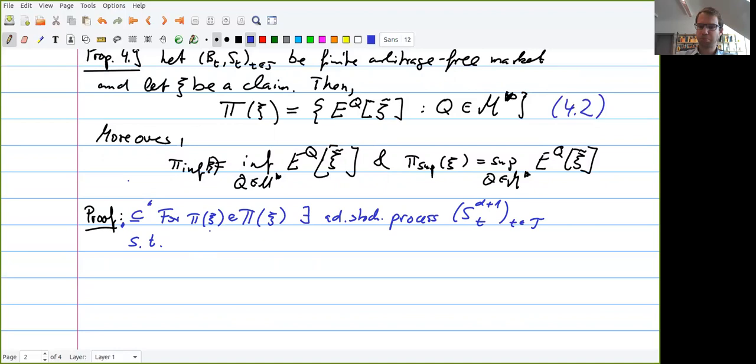So this means at time 0, D^{d+1} at time 0 is exactly pi of psi. It's a non-negative process, and at the terminal time, it's equal to the claim psi. And this is just included in this 4.1. And this is where we focus here: the extended market is arbitrage free.